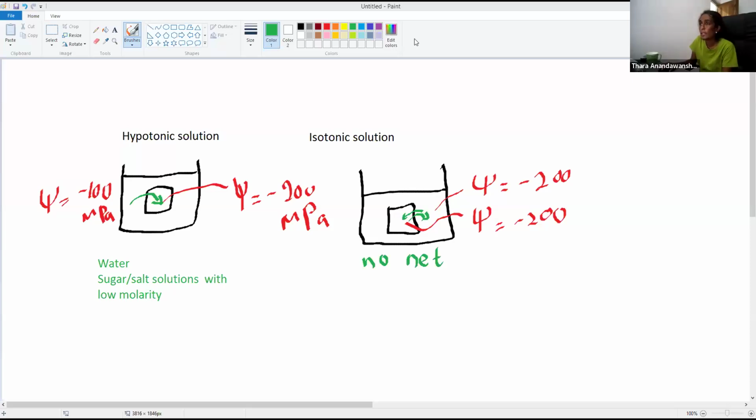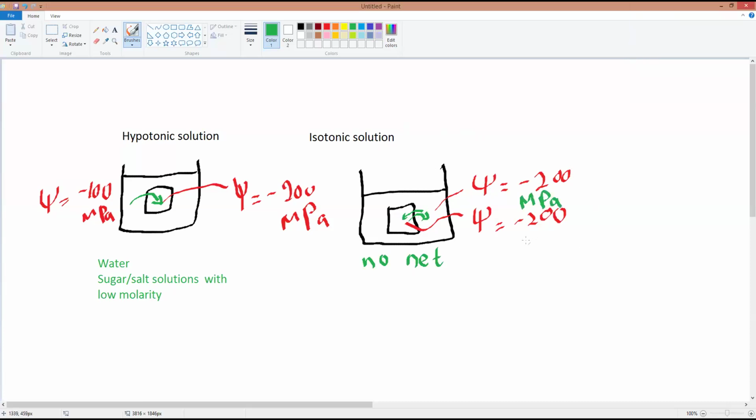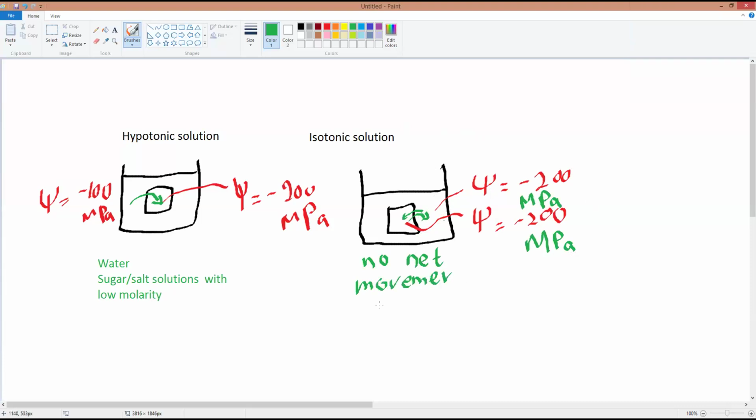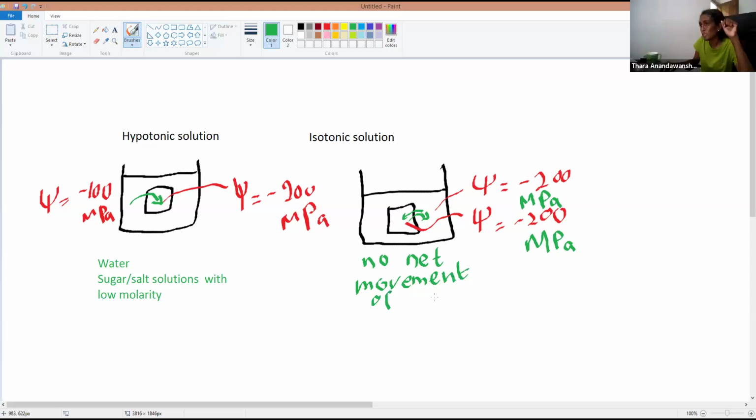Alright. I was asking about this isotonic solution. I told you that psi of the external solution and psi of the internal solution, psi in the cell, have the same value. What can you say now? They are at equilibrium, and the water is not moving. Water is moving in and out, but an equal number is going in and an equal number is coming out. No net movement of water. That's right?